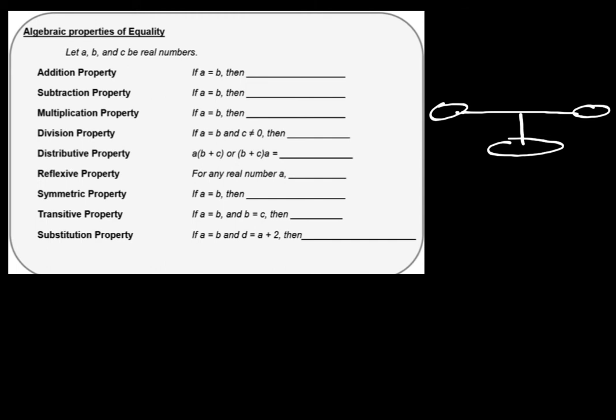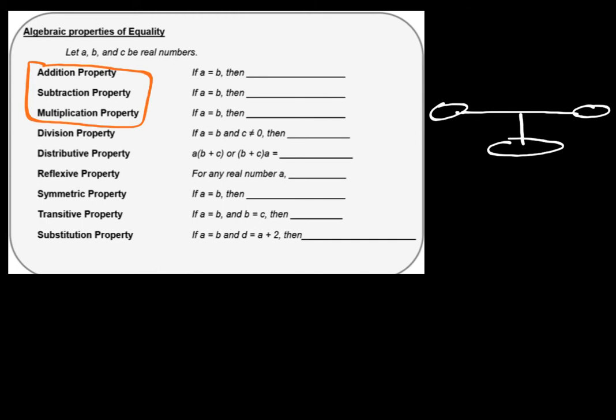And so what we're going to do is look at some of these properties and explain them in a way where you can not only understand what they mean, but also how they apply to solving equations. So I'm going to go over the first three first: the addition property, the multiplication property, and the subtraction property. Let's fill in the blanks here and then explain what that means.